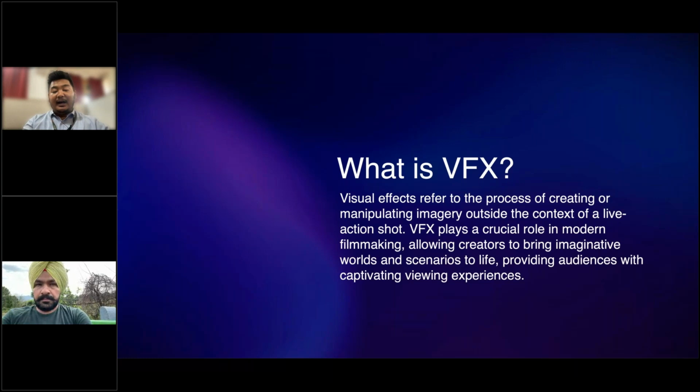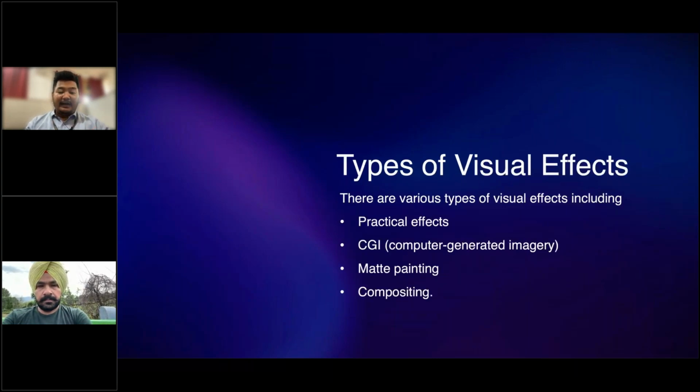When we combine our live action footage or our simple shot with something which didn't exist in the real world, by creating it in any number of software, it could be After Effects, it could be Nuke, that is how we combine together in VFX. Then we have four different types of visual effects. The very first one is practical effects, then we have CGI, then matte painting, and then compositing.